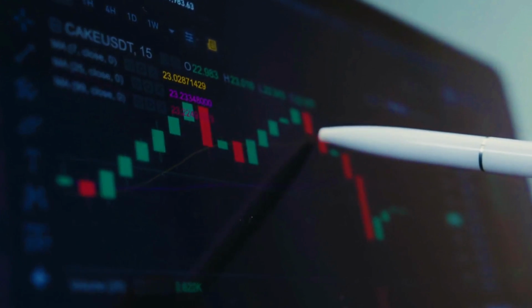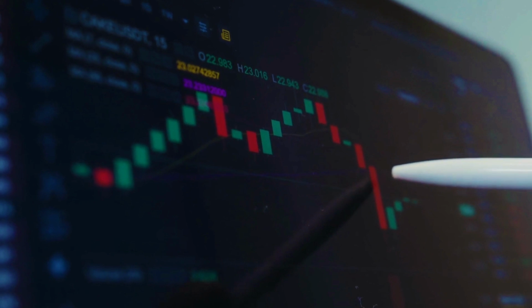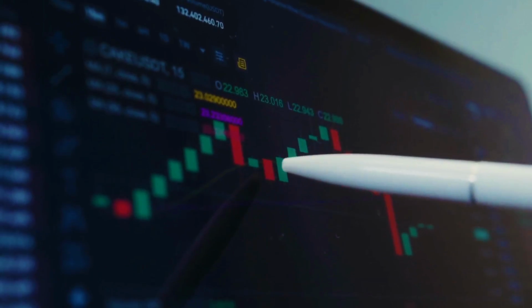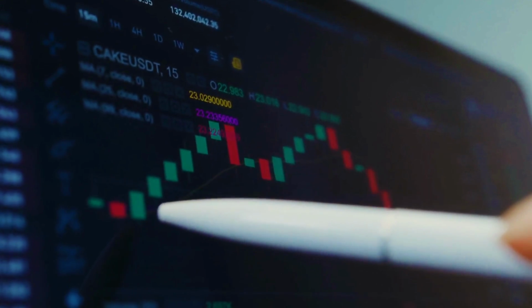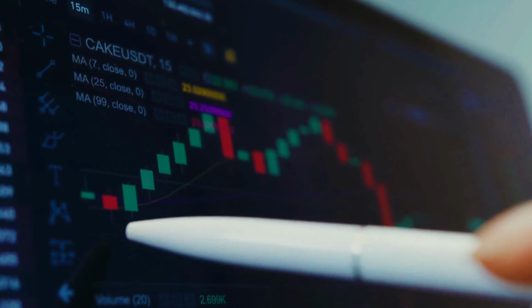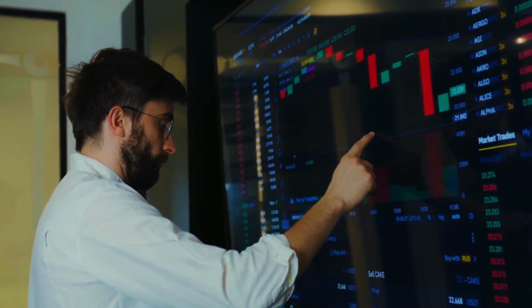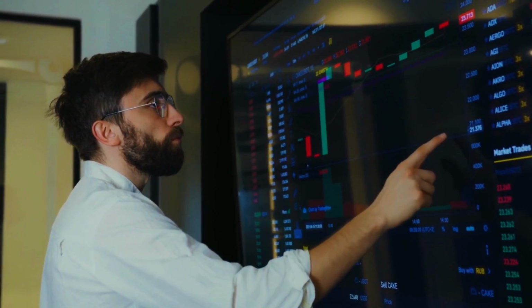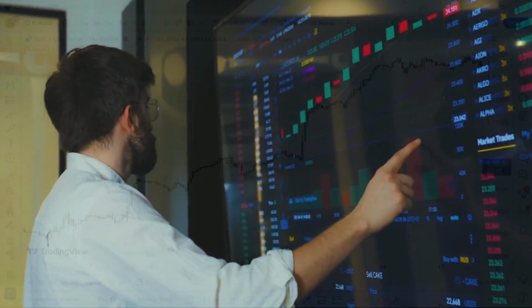By the end of this, you'll have a whole toolbox of techniques to help you make smarter trading decisions. So buckle up and get ready to take your trading game to the next level with these powerful price action concepts. Let's dive right in.